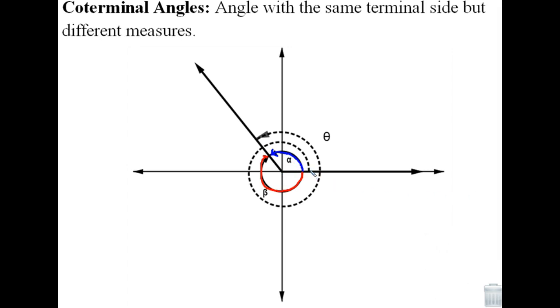Also what I could do is rotate a full rotation, so 360 degrees or 2 pi radians, and then keep going to that same position. We'll call that angle in this example theta. So theta is another way to draw the same angle, with just a measure that's greater than the initial alpha, greater than 360 degrees. So again, coterminal angles, the same angle, just with different numbers or different measures corresponding with them.